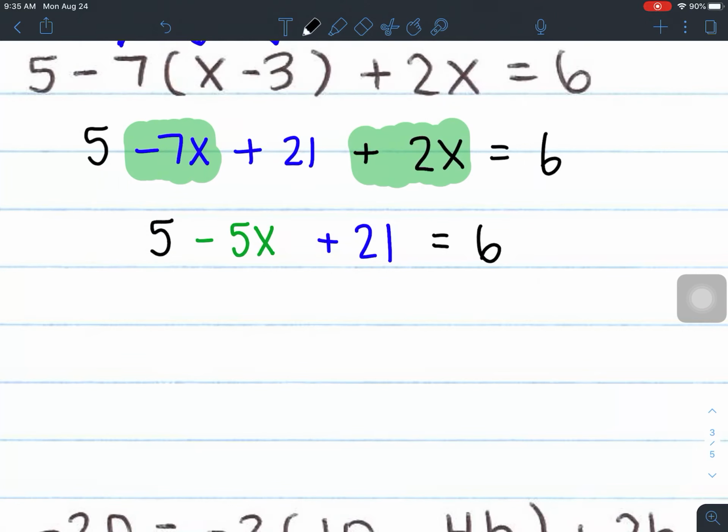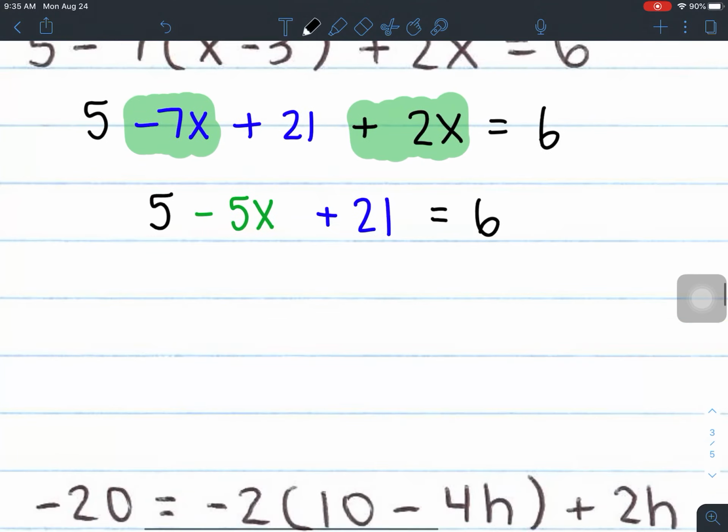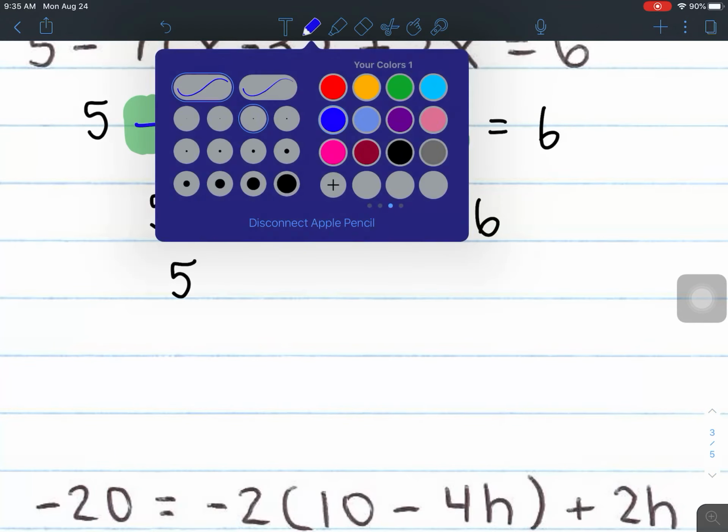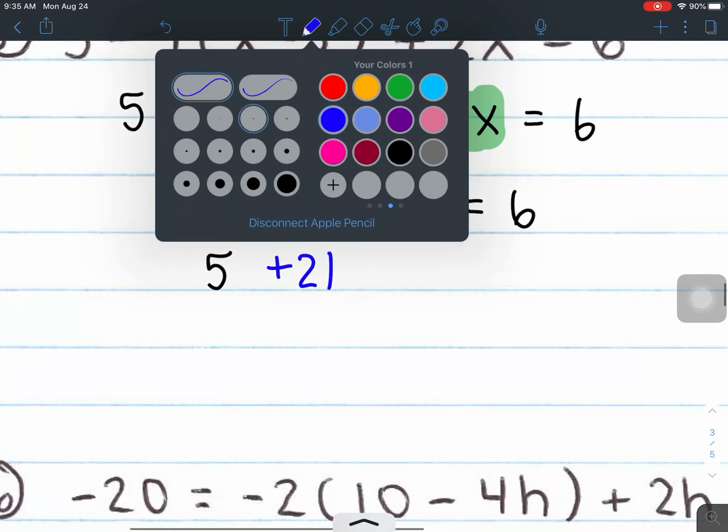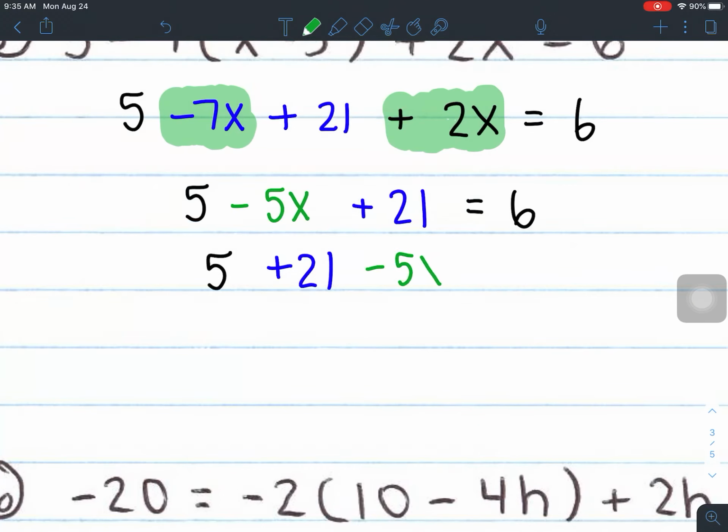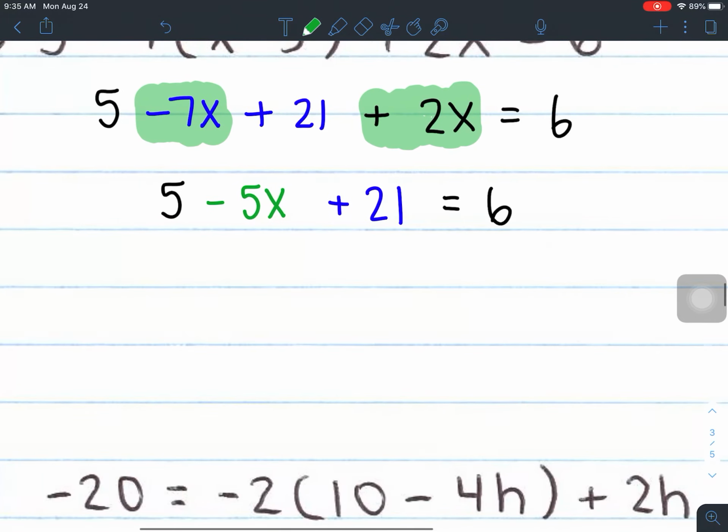Now, you're like, well, how come you put the x in the middle? The x wasn't in the middle before. It doesn't really matter the order as long as you keep the signs the same. So really, you could have written it like this also: 5 plus 21 minus 5x. That is also exactly the same. You don't have to keep it in the same order. Just make sure the signs are attached correctly.